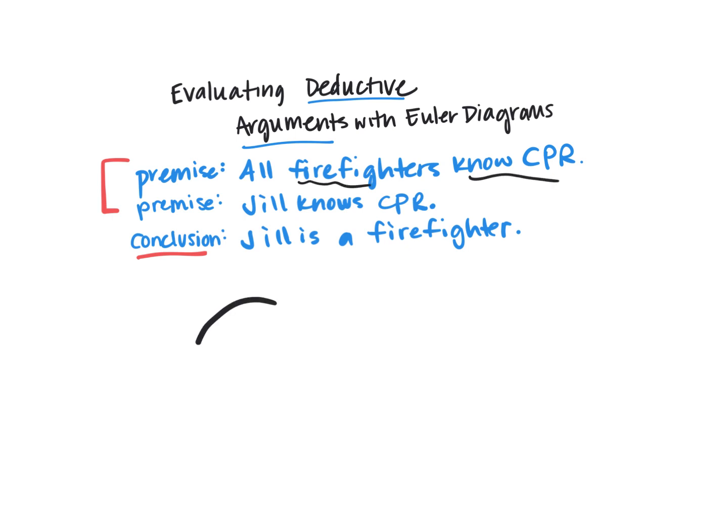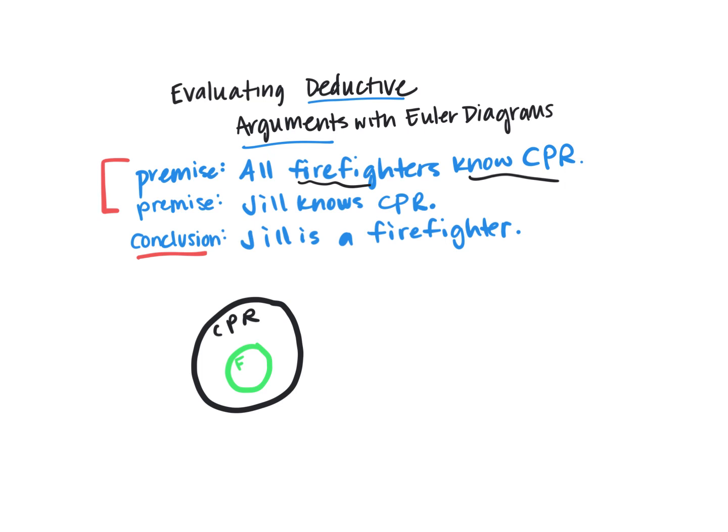So if we draw a diagram, we know that all firefighters know CPR. So if we have a big circle of all the people that know CPR, then we know that the firefighters will fall right inside of that. So we could say F for firefighters. So again, the firefighters are a subset of all the people that know CPR.